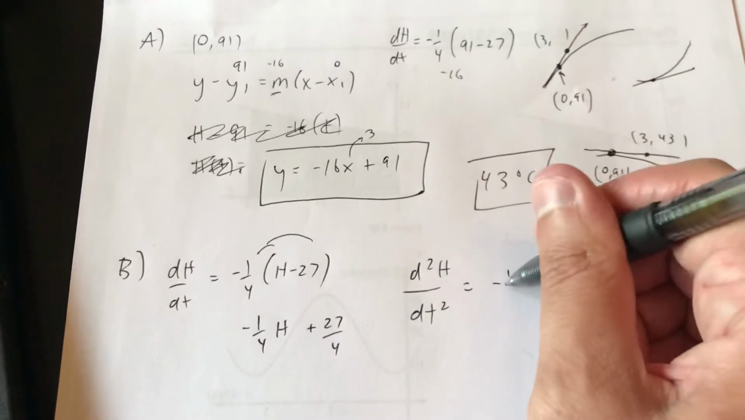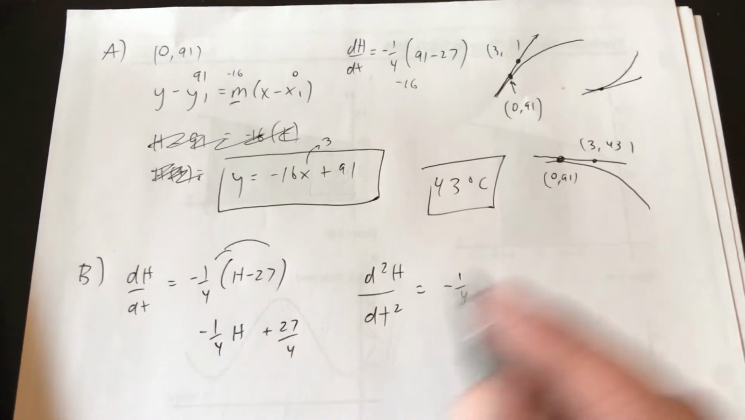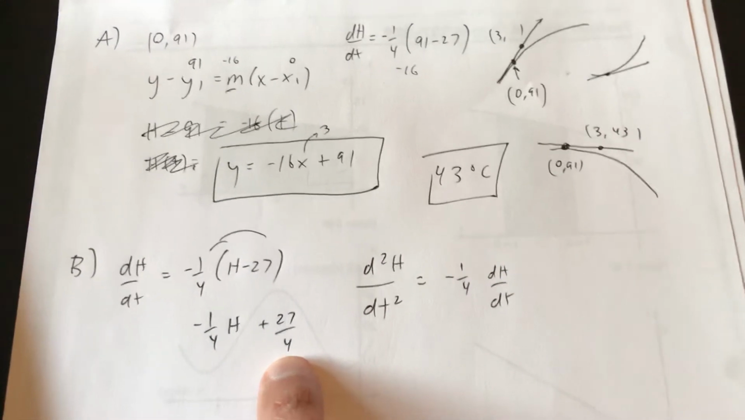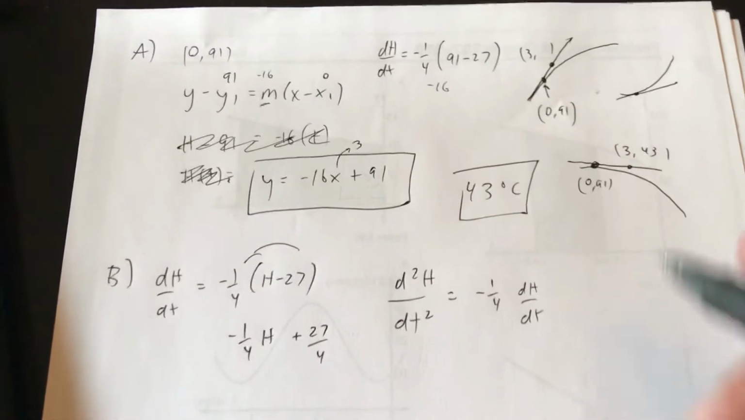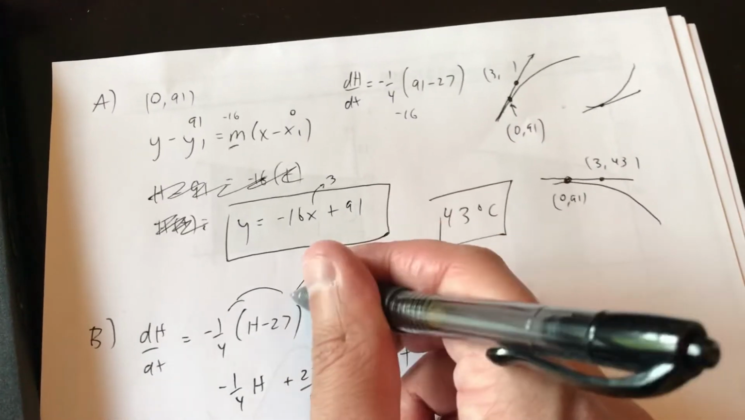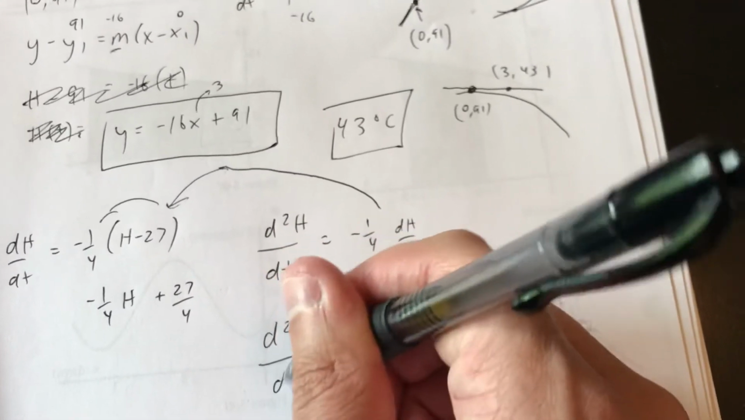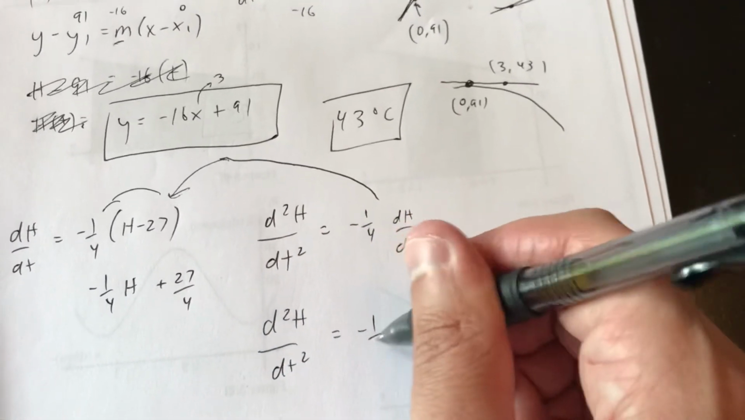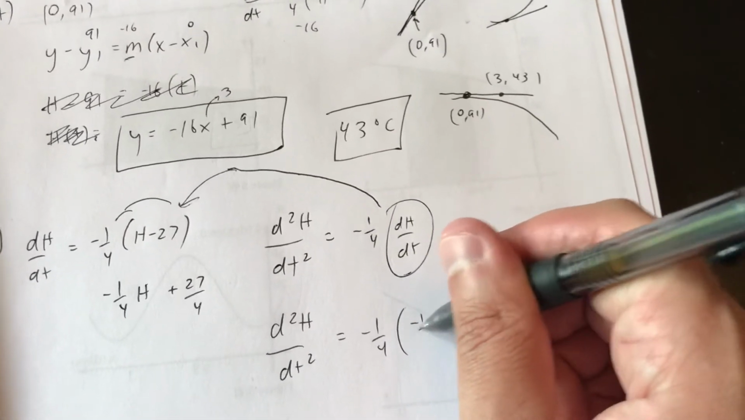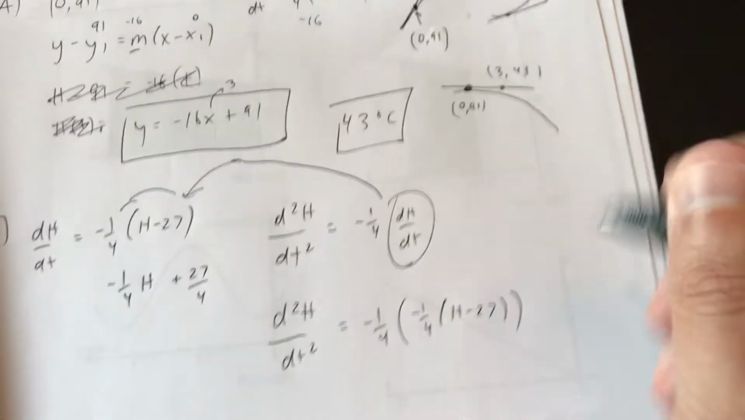It's going to be negative 1/4, but I have to multiply by the derivative of the inside function with respect to h, which is going to be times dh dt. This is a constant, the derivative is 0. Okay, now we have the dh dt equation. That's this original equation that we had over here. So technically, d squared h dt squared, the second derivative, would be negative 1/4 times dh dt, which is negative 1/4 h minus 27, okay?